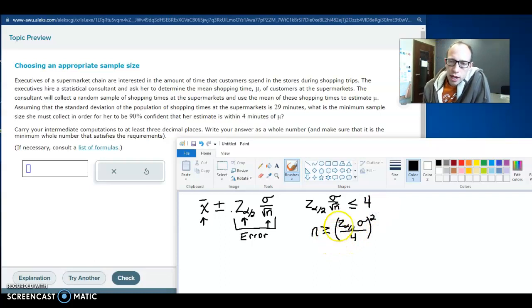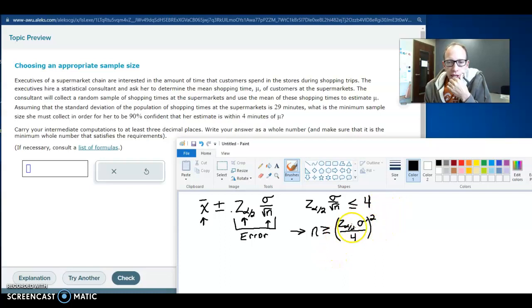Okay, and you could actually use this formula in general. You don't need to algebraically solve for it every time. You could just put this in your notes. The 4, of course, would change from problem to problem, so that would just be E.